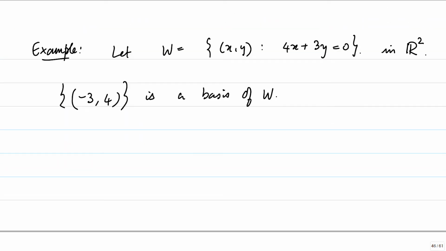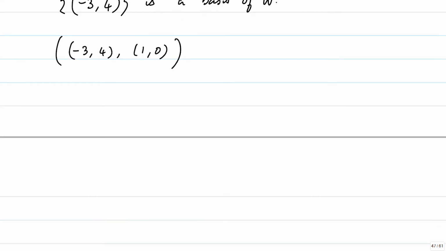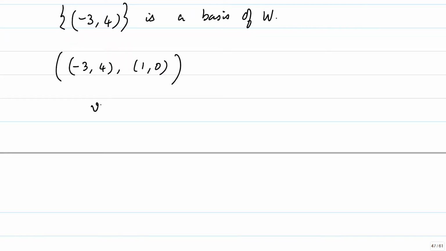So, let us complete it into a basis. Let (-3, 4) and say (1, 0), these are linearly independent, and any set of size 2 which are linearly independent will be a basis. So, this is in particular a basis of R2. Now, let us orthonormalize it. What do we get? We get V1. So, let us now calculate W1. W1 is just V1, which is equal to (-3, 4).